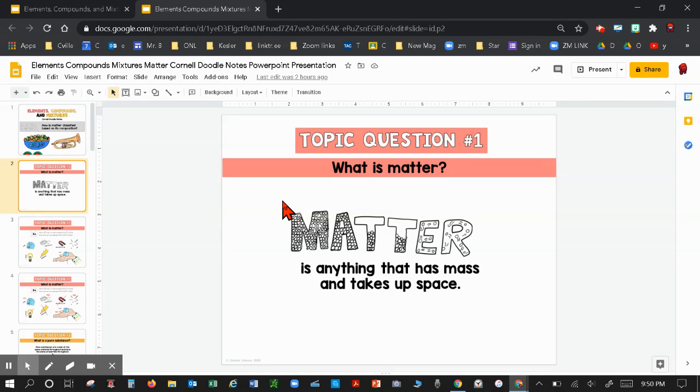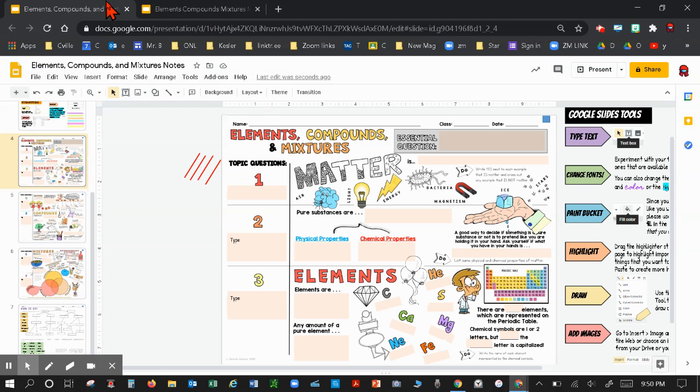Matter is anything that has mass and takes up space. Those are the two qualifications for something to be considered matter. Has to take up mass. It means it's made out of stuff. It's made out of atoms, molecules, etc. It has to take up space. That is, it has volume. Those are the two qualifications for something to be considered what we call matter. Okay, so go ahead and type that in your box up here.